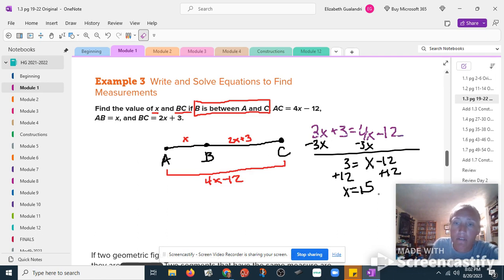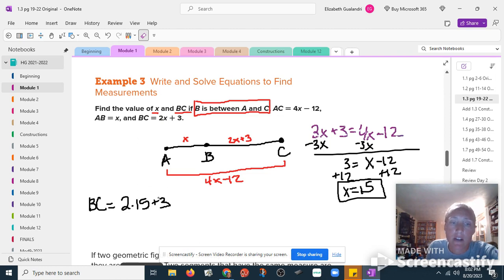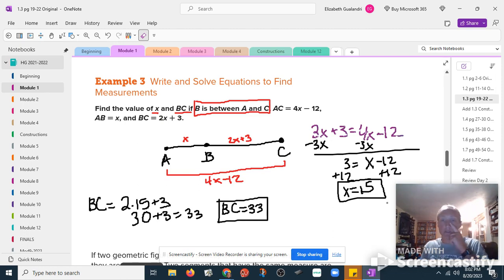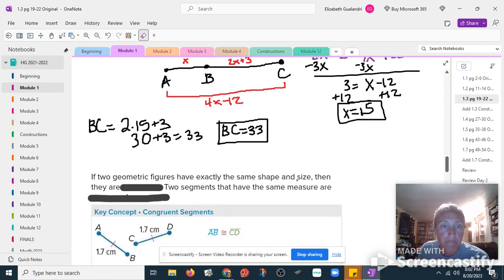So it did ask me to solve for x, but it also asked me to solve for BC. So BC has a measurement of 2x plus 3. Put the x into the 15. So my BC is going to be 2 times 15 plus 3. And if you can do this in your head, that's fine. So then that's 30 plus 3. Getting too low on my writer here, which is then going to be 33. So that I know that my BC measurement is equal to 33 in this case. Now, units wise, there are no units in this problem, so you do not need units on your answer.